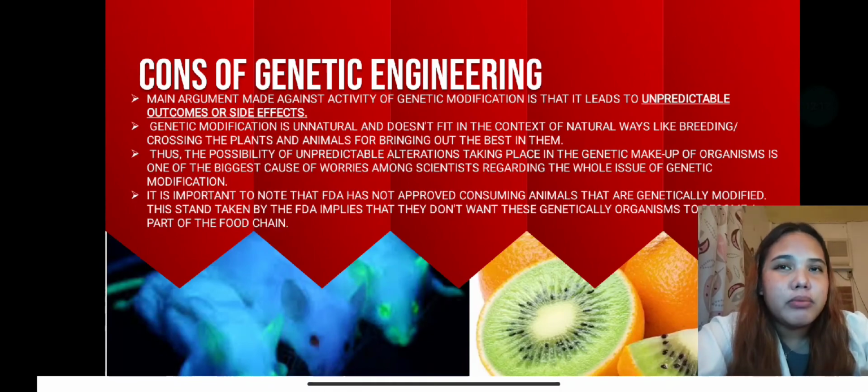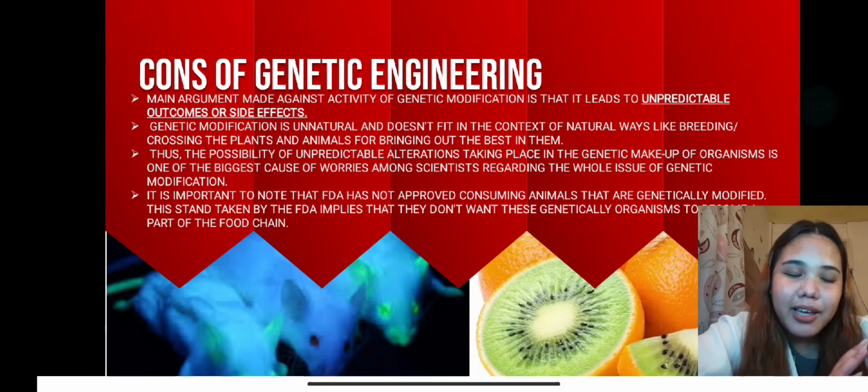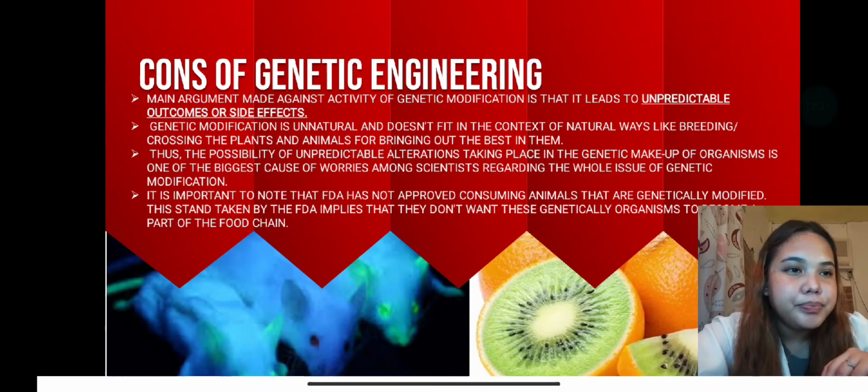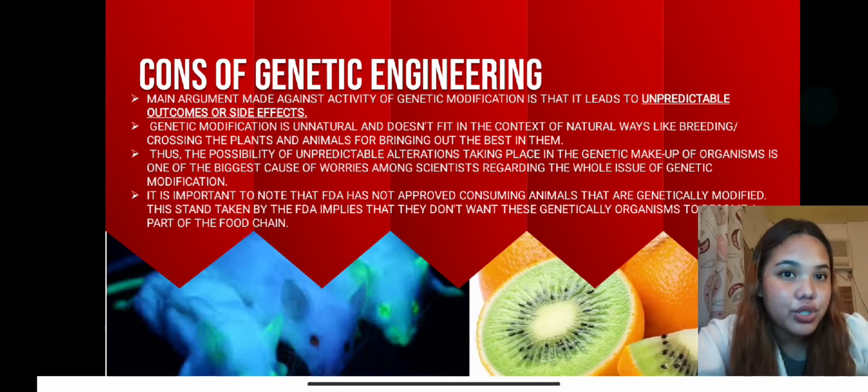So, it's very understandable naman no nga if ang imong process nga gihimo kay nag-transfer ka og genes or nag-remove ka og genes sa crop or sa animal, matawag jud na siya og unnatural.